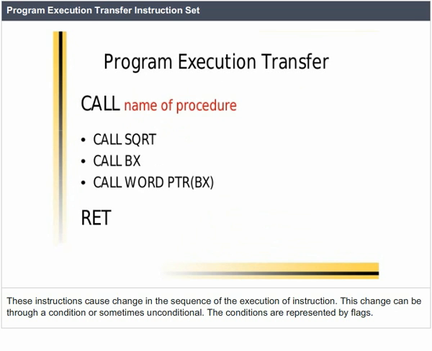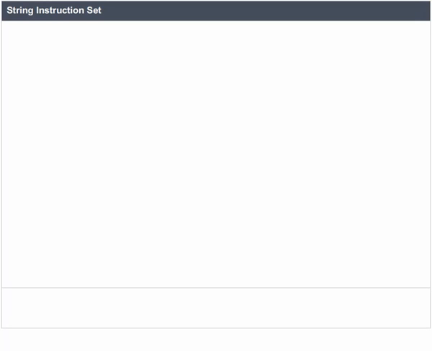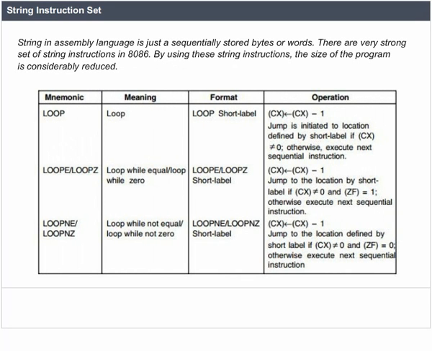String instruction set. A string in assembly language is just sequentially stored bytes or words. There is a very strong set of string instructions in the 8086. By using these string instructions, the size of the program is considerably reduced. Instruction set of the 8088 microprocessor.